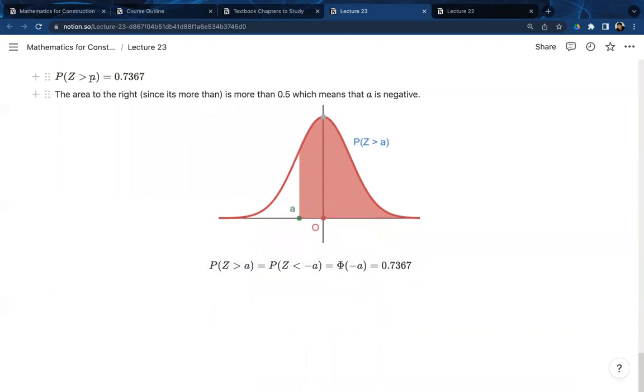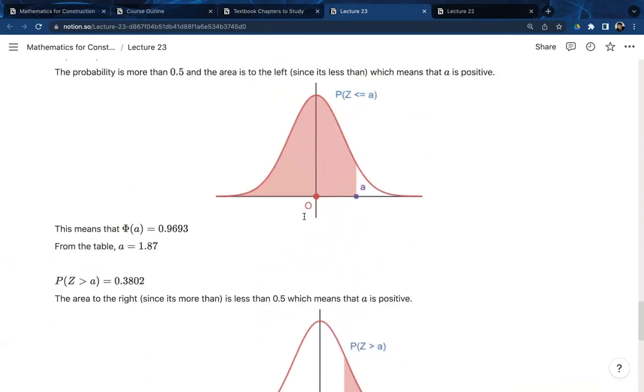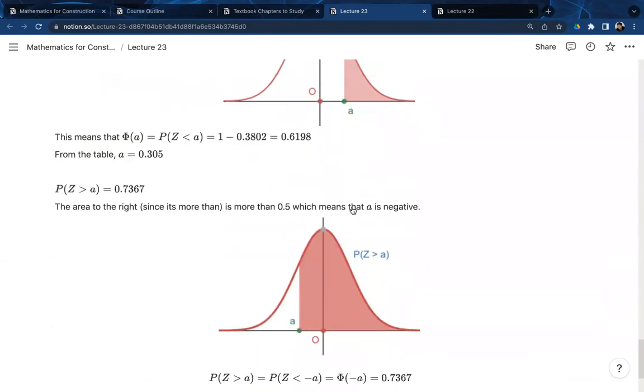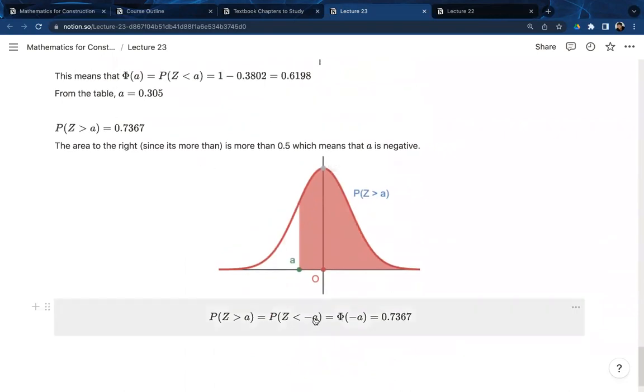So what is the probability Z is more than A, which is what they gave us. If we know A is negative, by symmetry that's the same as the probability that Z is less than minus A. Here, if A is negative, then minus A is positive. The probability that Z is less than minus A is phi of minus A. So phi of minus A is 0.7367.